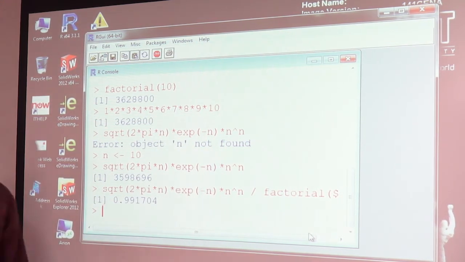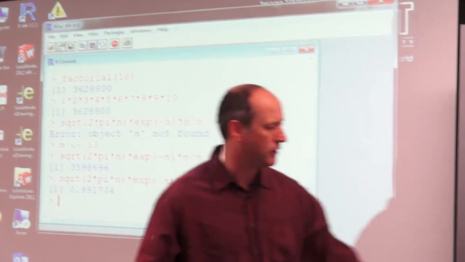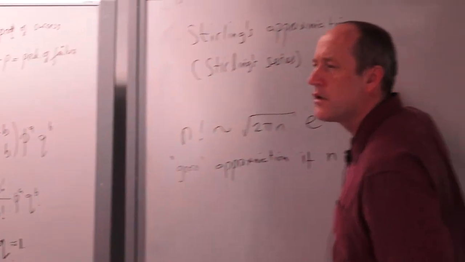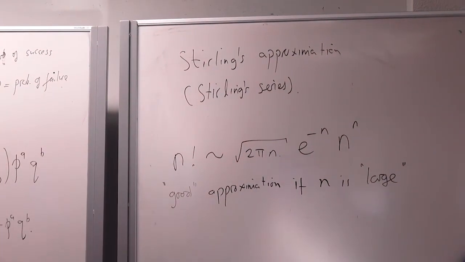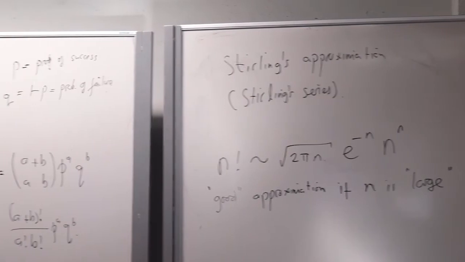Think how complicated that factorial function is. All this multiplication, all this stuff here. And this is a very, very much simpler formula. And as we'll see later, it's very much more conducive to working out properties of the binomial distribution.